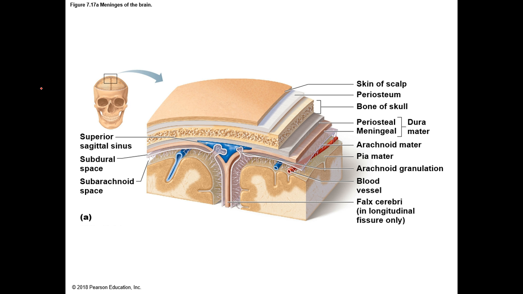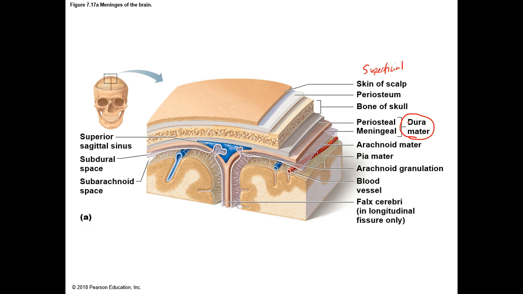Here's a picture that I'm going to bring up, and then we're going to talk about each of these layers. The first one, our most superficial part, is going to be the skin of your scalp. As you go deeper, the next layer is your periosteum. Then you have the bone of your skull, so this is going to be your cranial bone. From there, the first meninges that you hit is your dura mater.